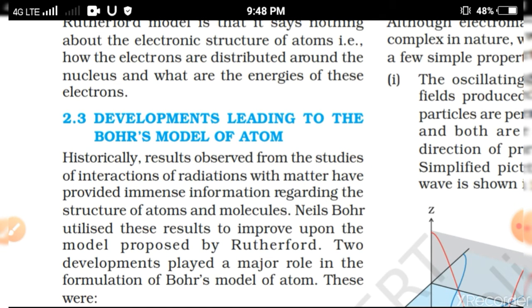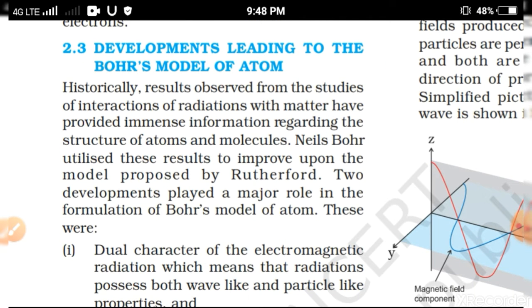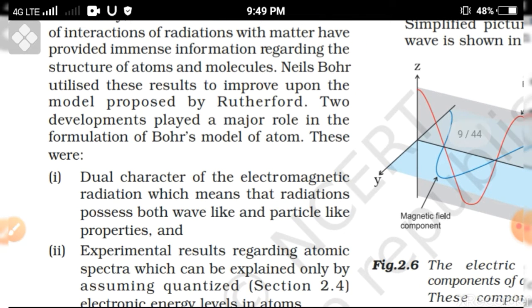What are the main developments in Bohr's model of atom? These developments occurred from results observed in studies of the interaction of radiations with matter, which have provided immense information regarding the structure of atoms and molecules. Many observations were made. So Niels Bohr utilized these results to improve upon the model proposed by Rutherford.